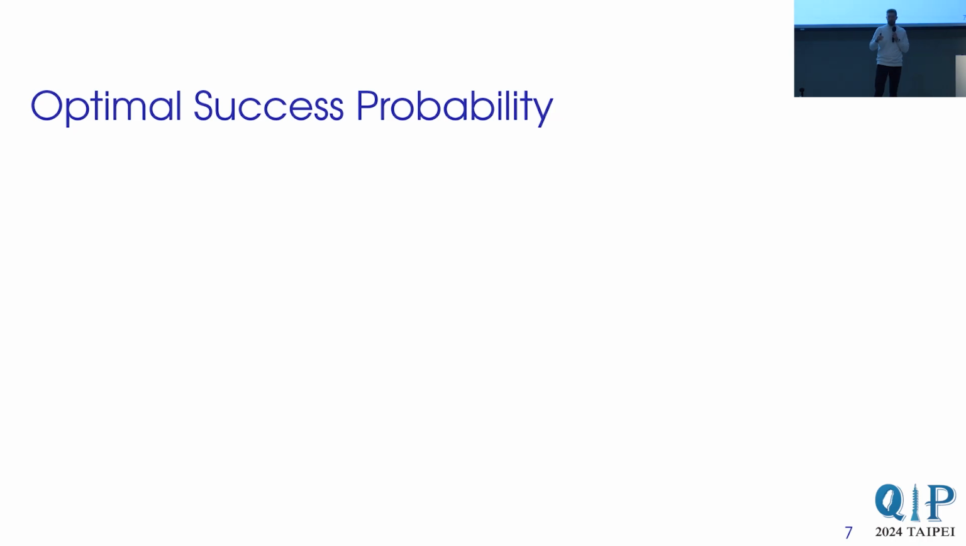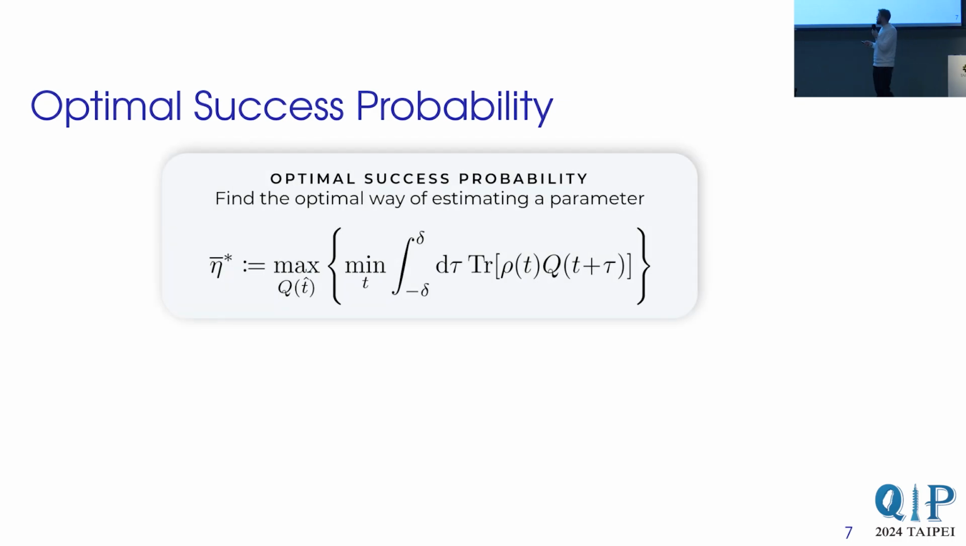And I motivated this metrology at the start with this goal to find an optimal protocol for this. And we can actually also write this up as a math formula again. And you see, I now just put a star on this eta bar and say I want the largest success probability that could be achieved with a POVM, with a particular sort of measurement.